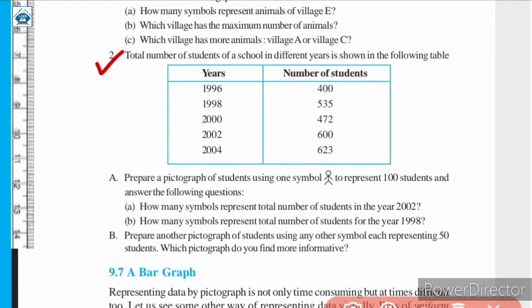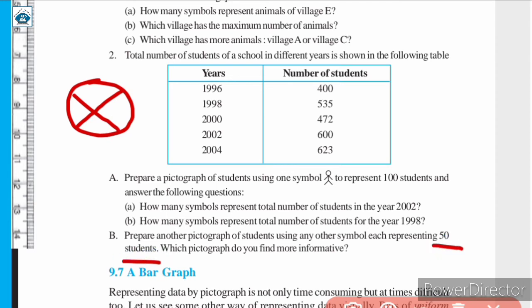In question number 2, we have a B part. Prepare another pictograph of students using any other symbol, each representing 50 students. Which pictograph do you find more informative? So for the B part, you need to prepare another pictograph for the same information given in this table. But here you need to use any other symbol that represents 50 students. You can either simply use a circle or you can use this symbol to represent 50 students, and then you need to draw the pictograph.